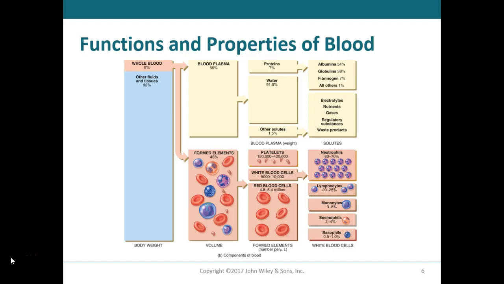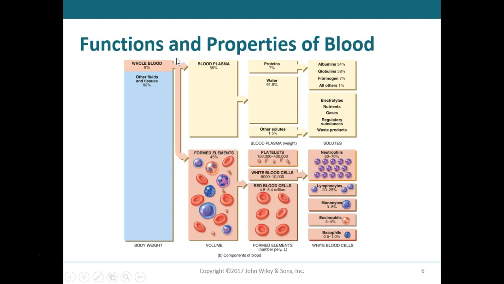A quick little summary of blood. Remember, it's about 8% of total body weight. Whole blood is made up of plasma, about 55% of blood. In that plasma, about 91 to 92% of it is composed of water, another 7% or so of the proteins, and here are some examples of those proteins we mentioned, and the other solutes dissolved in the plasma are electrolytes, nutrients, gases, hormones, and waste products.